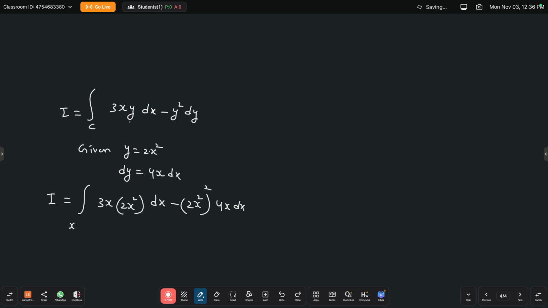Now you can take x limits, which are 0 to 1. Now all of you integrate from 0 to 1. After simplification, here 6x cube minus 2 square 4, 4 into 4 is 16, x power 5. And x is varying from 0 to 1.